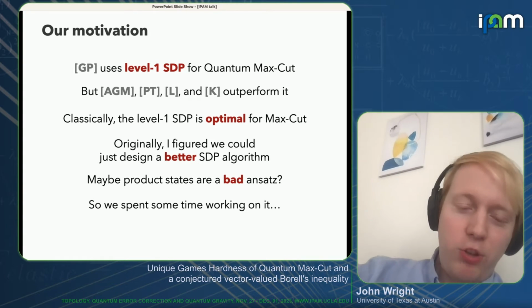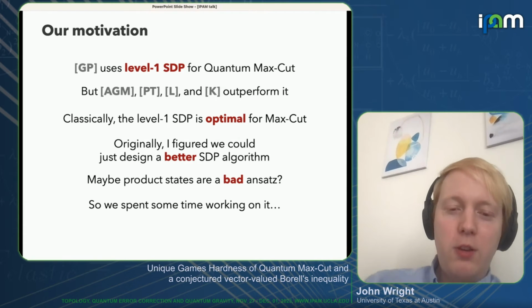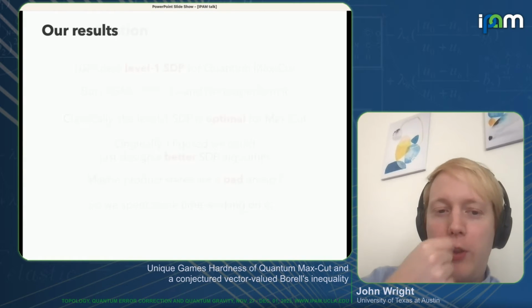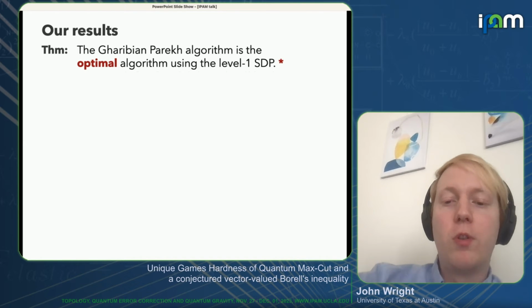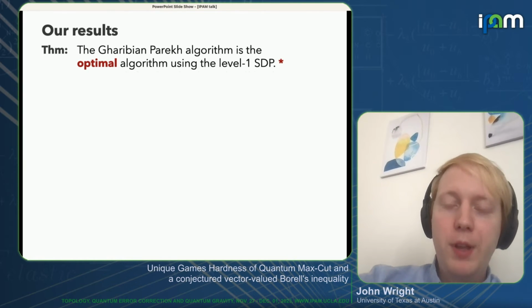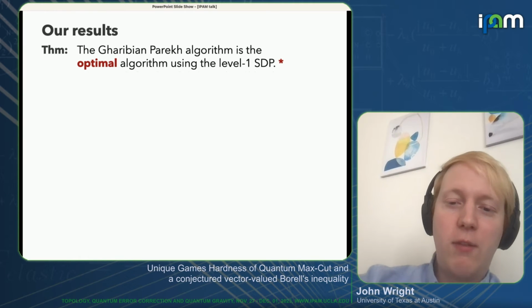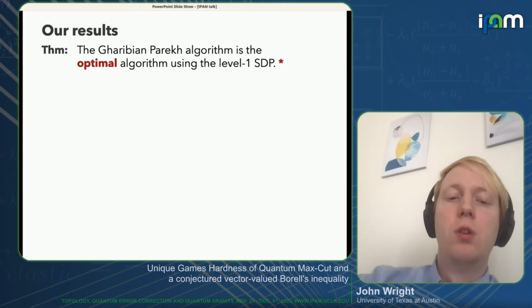So we spent a lot of time working on it and thought about it hard. And basically what I learned was, well, I was wrong in the beginning. What did we show? We showed that actually the Gribian-Perec algorithm is indeed the optimal algorithm which uses the level 1 semi-definite program. So it's not a mistake in the analysis. It's not like they gave a bad level 1 SDP algorithm. Actually, they gave the best you possibly could do.